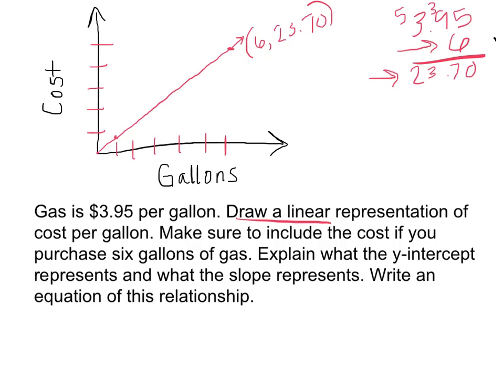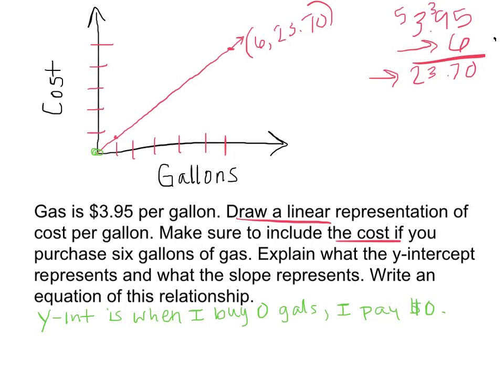I've included the cost for that 6 gallons of gas. But now I have to explain what the y-intercept represents. This y-intercept is right here. Okay? It's (0, 0). What does it represent? Well, we should write something like: the y-intercept is when I buy 0 gallons of gas, I pay $0. Okay, that's the y-intercept.